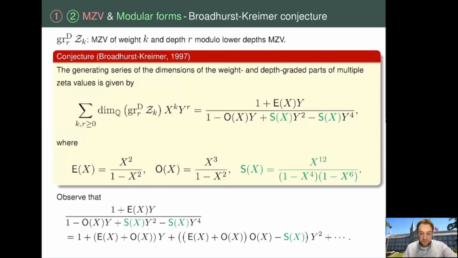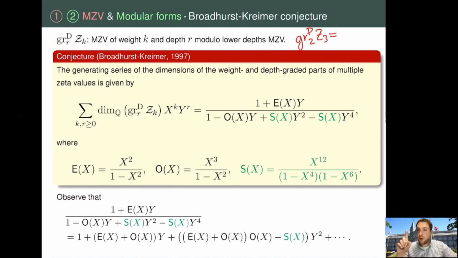And the depth is a filtration on the space of multiple zeta values. And by this here, I denote now the associated graded part. And what this just means is that I consider the weight k multiple zeta values of depth r modulo lower depth multiple zeta values. So for example, what is the graded part in depth 2 of Z3?